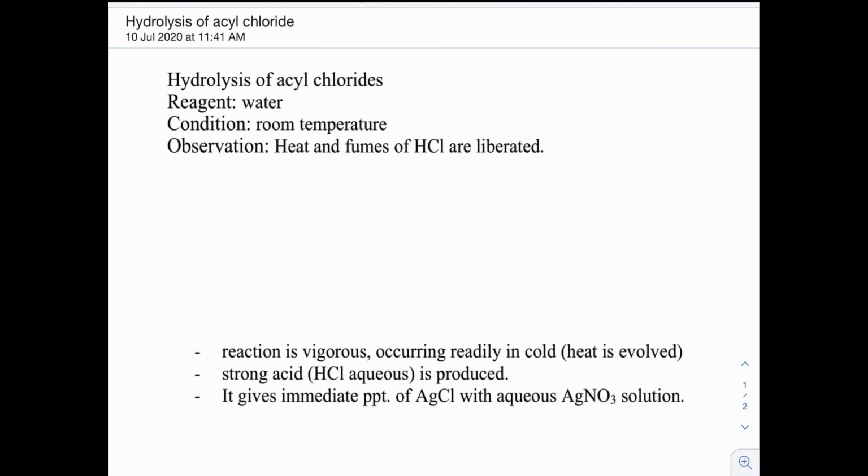Today, we are going to talk about hydrolysis of acyl chloride. Acyl chloride has a functional group like this. It is C double bond O, Cl. So this is acyl chloride.